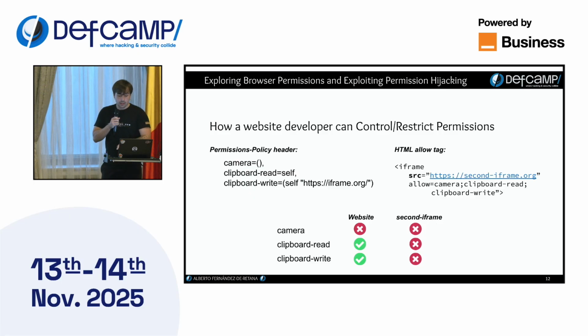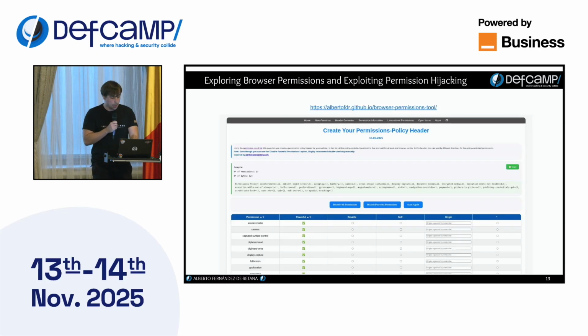If we change the source of the iframe that is included on the page, for example to second iframe.org, which is not the one that we declared on the permissions policy header, then even with the delegation, the clipboard write, which was allowed before, won't be allowed because we restricted the access to clipboard write. So as you can see, it's not really complex.